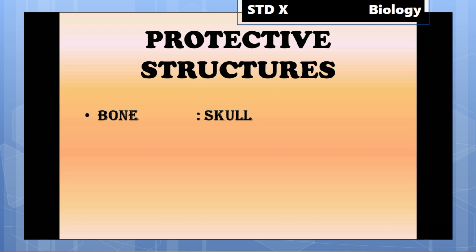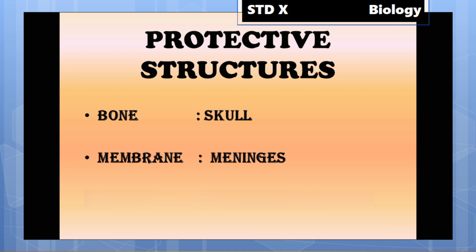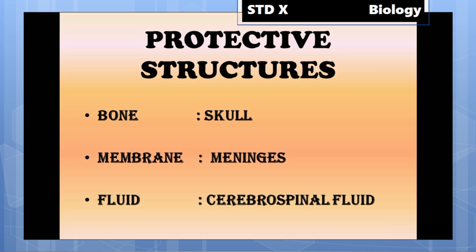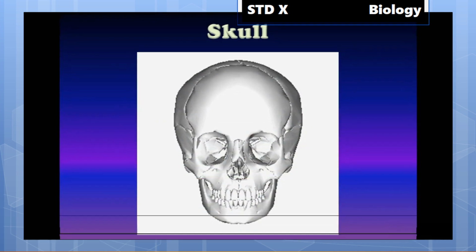Brain is well protected inside a bony case called skull, also known as cranium. The three-layered membrane gives extra protection to brain. It is known as meninges. The cerebrospinal fluid is filled within the inner membrane of meninges and the ventricles of the brain. So bony protection provided by skull, membranous protection provided by meninges, and fluid protection provided by cerebrospinal fluid.